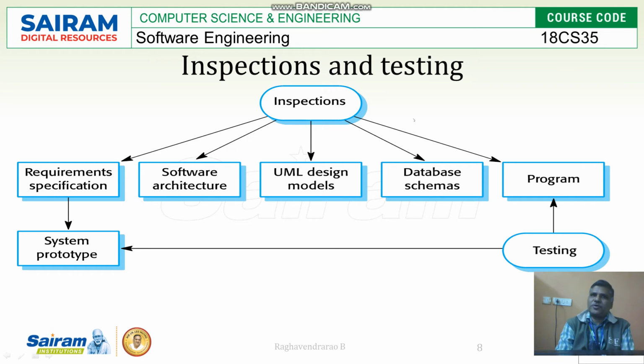System prototype is being designed based on the requirement specifications. Then testing is going to take place on the program as well as the prototype. It's nothing but this: inspections can work in all the directions, but testing works only on the program and on the system prototype. Only these two ways the testing is concentrated, where the programs are dynamically executed and validations are done based on that.